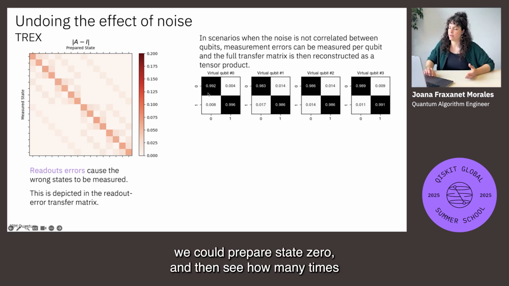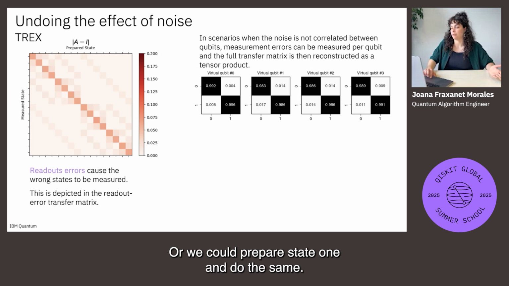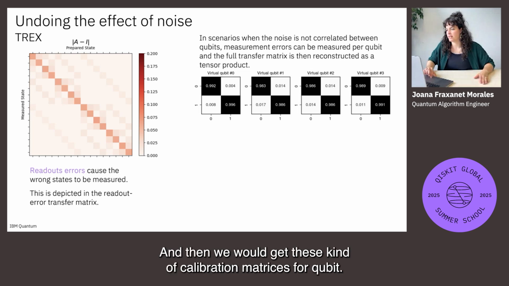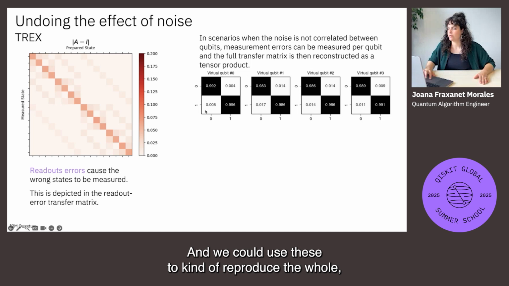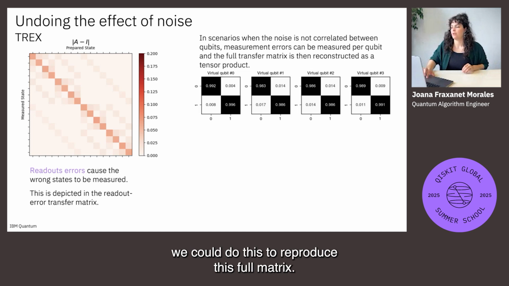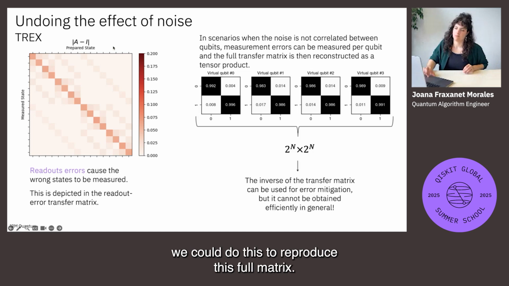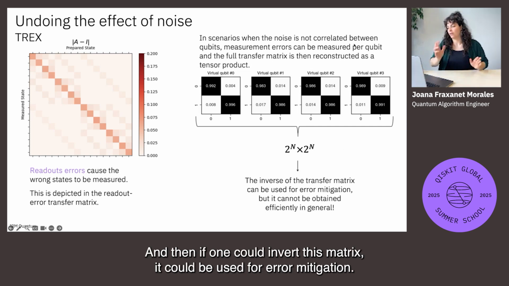In order to detect how these readout errors happen, we could check, for example, how for each qubit we could prepare state 0 and then see how many times we measure state 0 and 1 from a set of measurements. Or we could prepare state 1 and do the same, and then we would get this kind of calibration matrices per qubit. And we could use this to reproduce the whole matrix, if we assume that every qubit is independent, which is an assumption. This matrix is 2^n by 2^n in principle. And then if one could invert this matrix, it could be used for error mitigation.